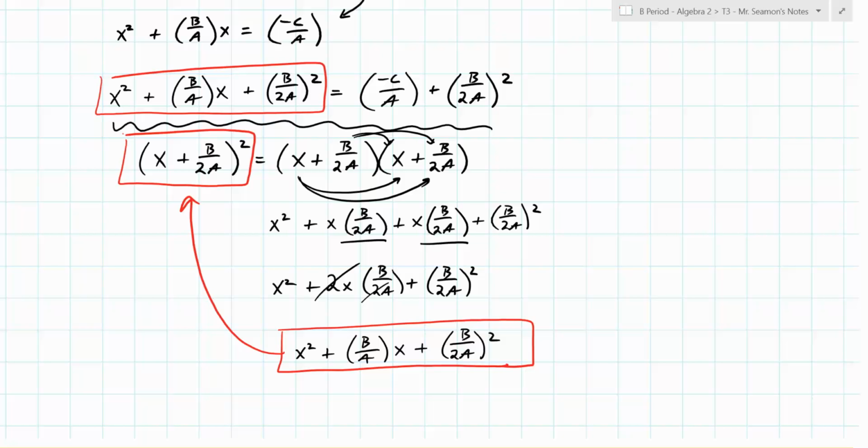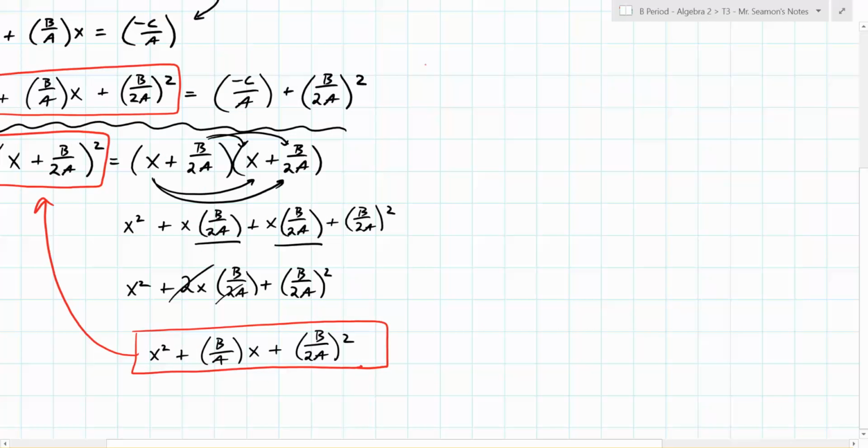So what does this thing in the red box equal? This thing in the red box equals this thing in the red box. That's the big step right here. That's the big step. This red box, and where are we going to put it? Right there. So what do we end up with now?